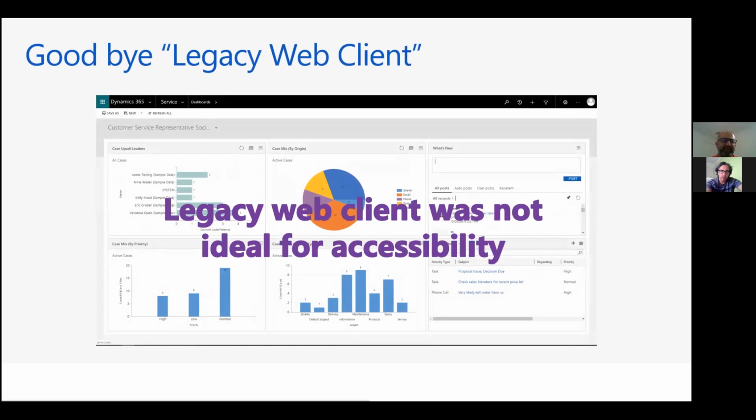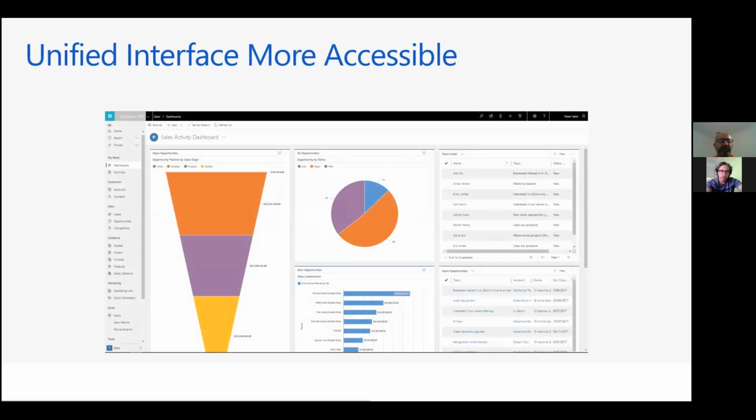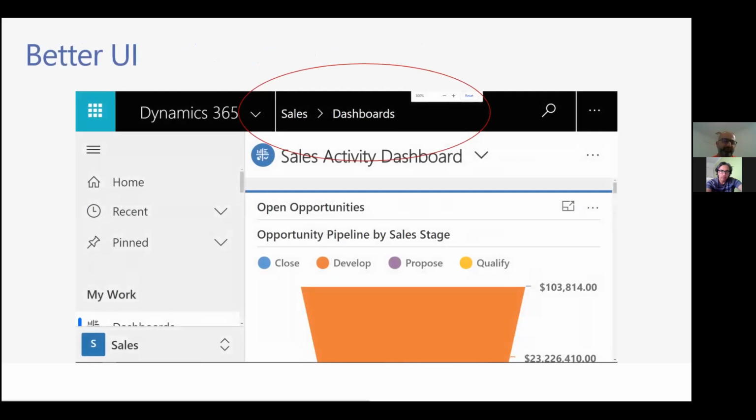Even though the legacy client was good and very popular, this happened almost 3 years back. At that time most of the applications were using the legacy web client, but that user interface was not good in terms of accessibility. So life became easy and better when we started converging our applications to the unified user interface.